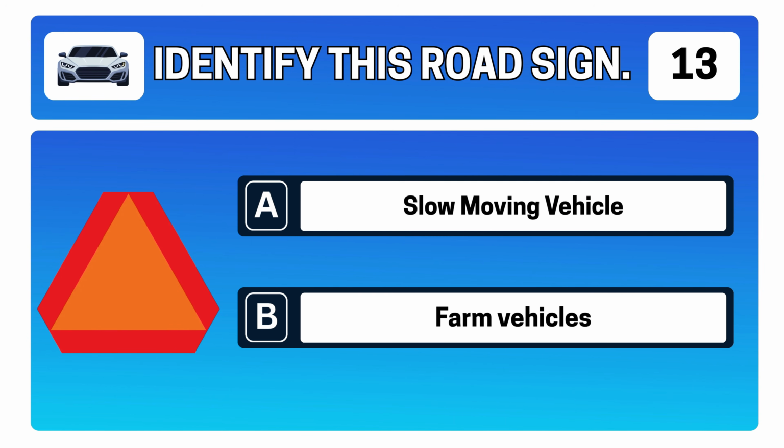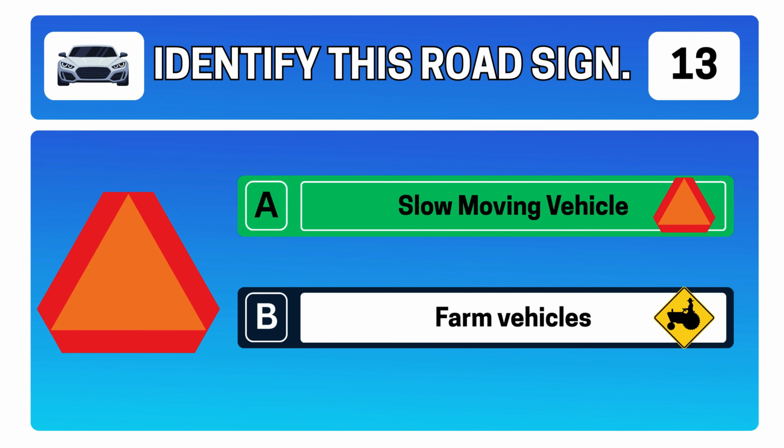What is this traffic sign? A. Slow moving vehicle. B. Farm vehicles. Well spotted. It is the slow moving vehicle sign.